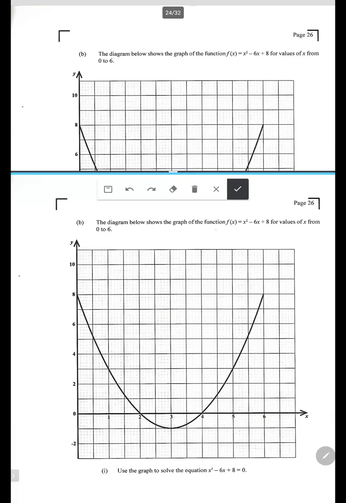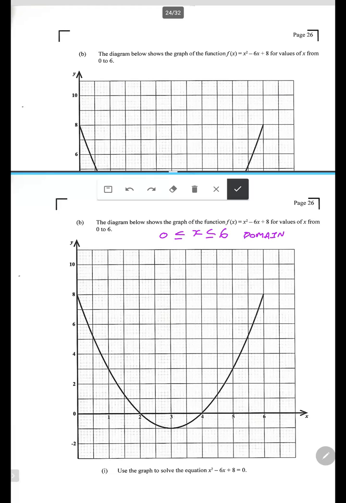Right. So basically, values of x between 0 and 6 means that they could have written it like this as well: x less than or equal to 6, greater than or equal to 0, and this is called the domain. Domain is the spread of your x values. Range is the spread of your y values. So the domain is from 0 to 6.